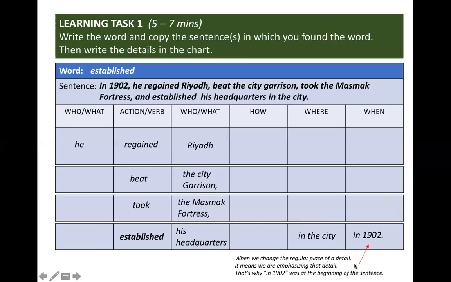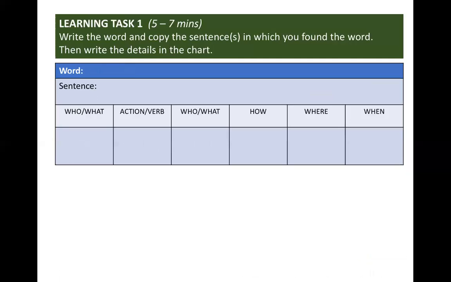So remember when we change the regular place of a detail, okay. So if you wanted to stress in the city, you might put it in a different place. In the city, he established his headquarters. So when you say in the city, he established his headquarters, which is not the regular order of a simple sentence, it simply means you're emphasizing it. I hope that this helps everybody. Now, let's go to the next one.